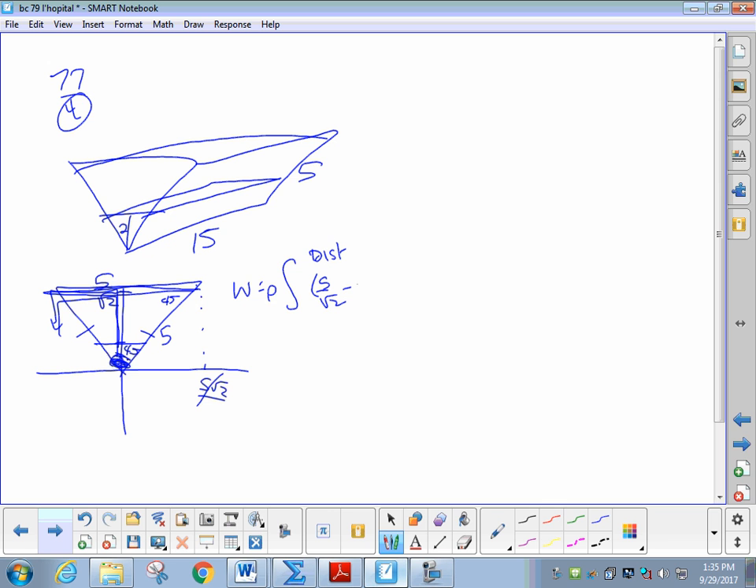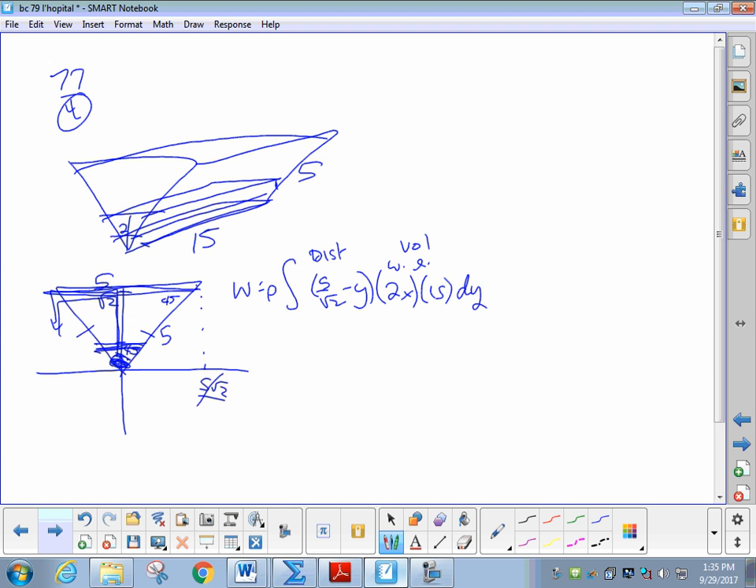5 over root 2 minus y. The volume, that's the volume of these sheets of fluid. Each sheet has a different distance, so we sum all the different work to pump all those sheets out. So what is the width of those sheets? Constant x or 2x? 2x. The length is 15 and the height is dy.